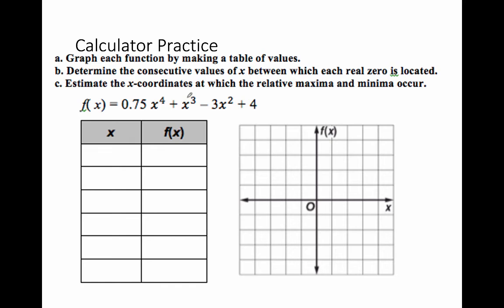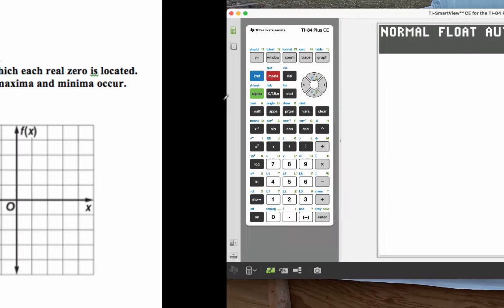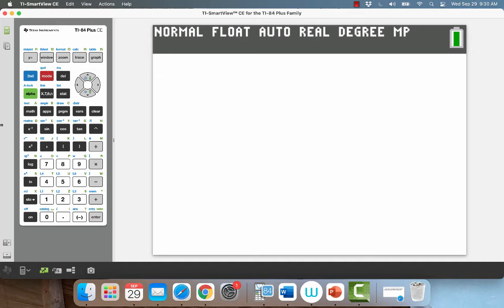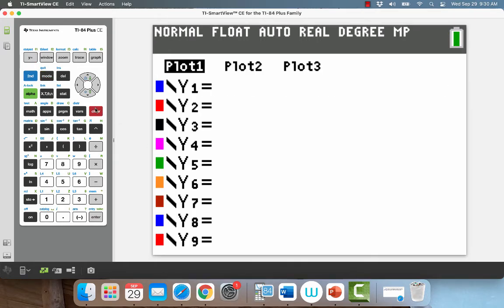Grab your calculator. We are going to graph the function by making a table of values. We are going to determine the consecutive values of x between where each real zero is located, and we're going to estimate the max and the min. So I'm going to grab my calculator, and we are going to type into y equals. We are going to clear out our stuff from last section. We are going to turn my plots off so that I'm in good shape. Remember, you can just go up.